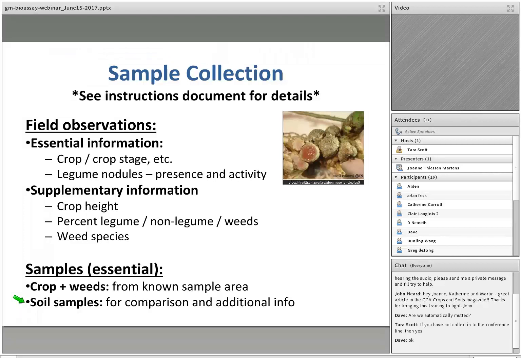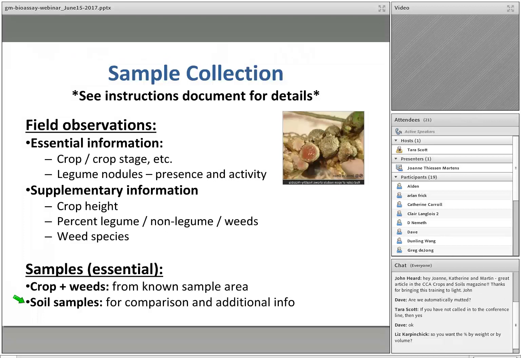In the past, we've been suggesting that you collect both a surface soil, like a 0 to 6 inch sample, as well as a 6 to 24 inch sample. And certainly if you have the time and the tools, that is a good recommendation. If you are lacking time and tools, please at least collect the 0 to 6 inch sample, because that provides the most important information for the future management as well as for comparison to this tool.